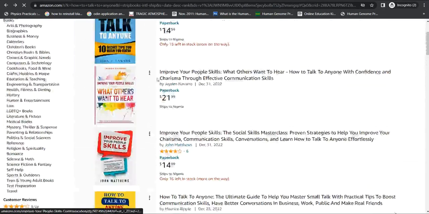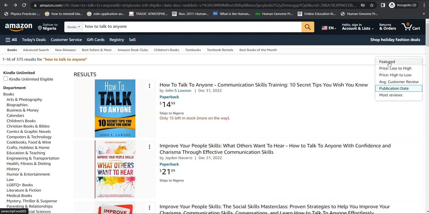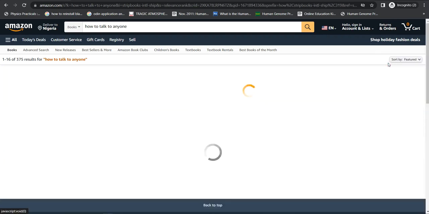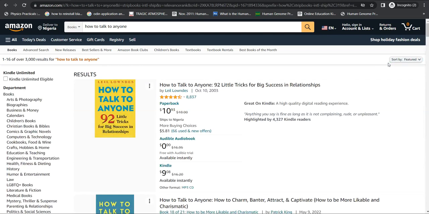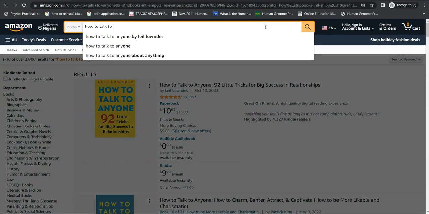Talking about the types of keywords, I said the first is existing keywords and the next is possible keywords. So now in this title, let's say we're working on a book on how to talk to anyone. This is the idea. This is an existing keyword because it was suggested by Amazon.